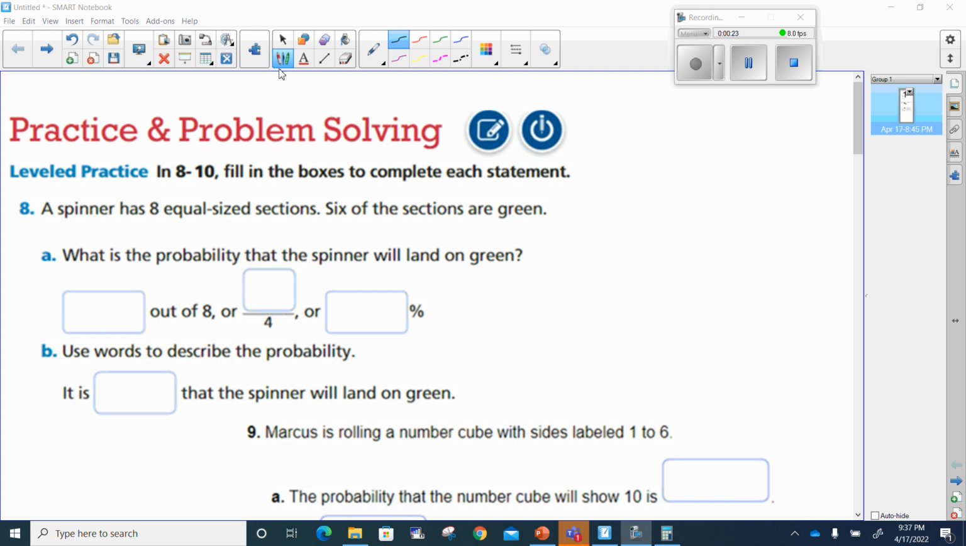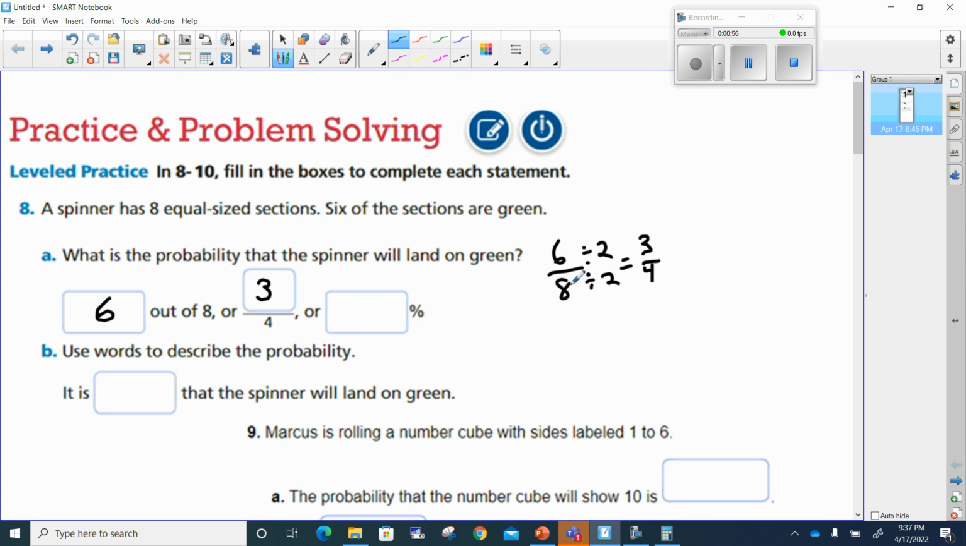So that would mean that we have 6 out of 8. Sorry, there we go. Have a little problem with my ink pen here. There we go. 6 out of 8. Or, well, think about what is 6 out of 8. You can divide both of these by 2. This would give us 3 out of 4.